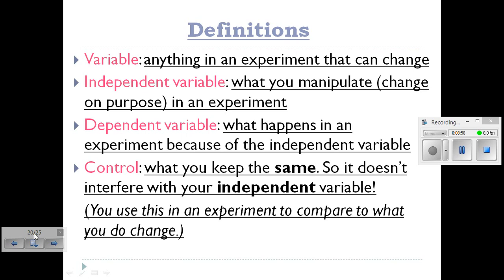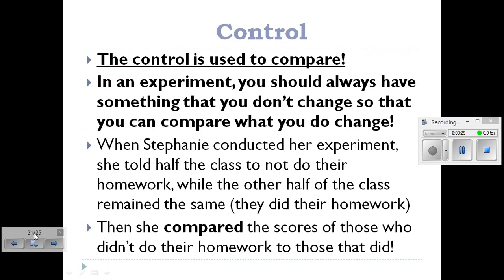So, we talked about variable, which is anything in an experiment that can change. We talked about independent variable, which is what you can manipulate or change on purpose in an experiment. The dependent variable is what happens in an experiment because of the independent variable. Now let's talk about the control. The control is what you keep the same, so it doesn't interfere with your independent variable. You use this in an experiment to compare to what you do change. The control is specifically used to compare.